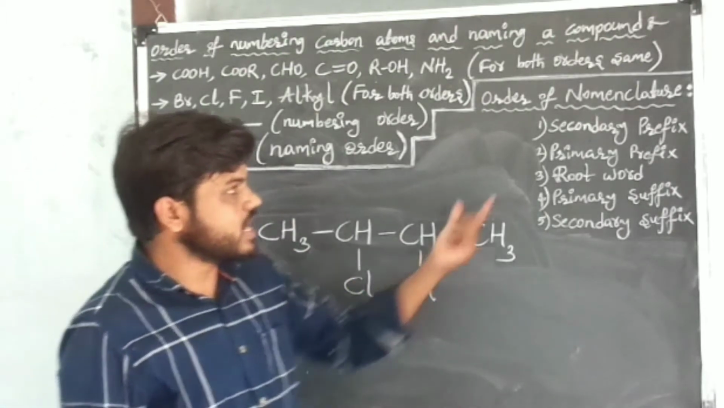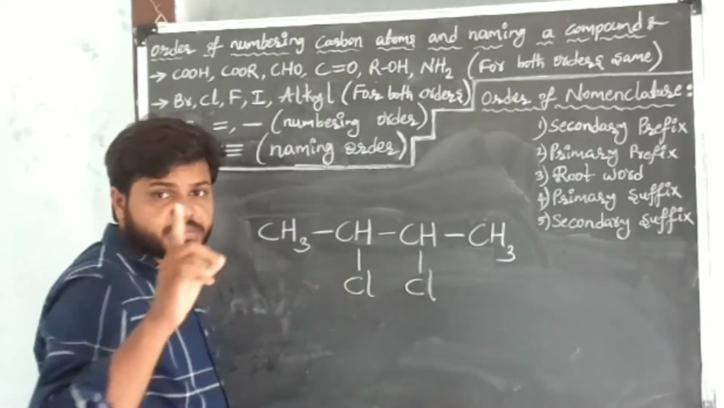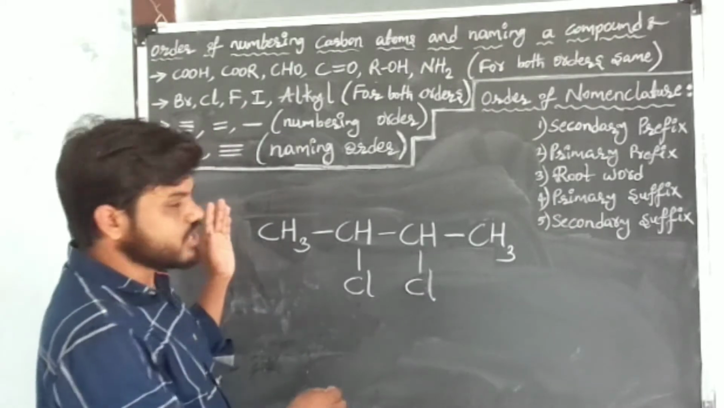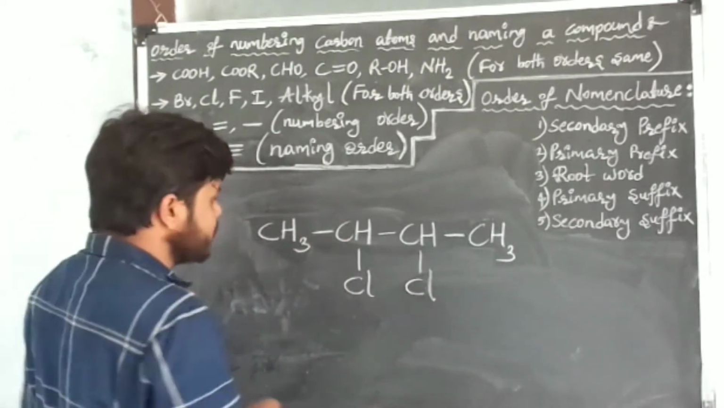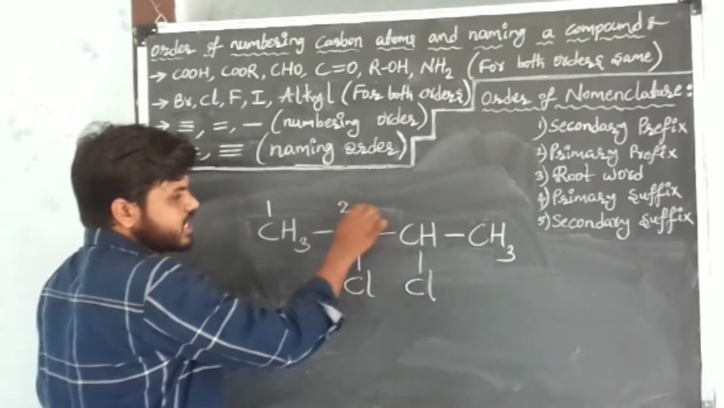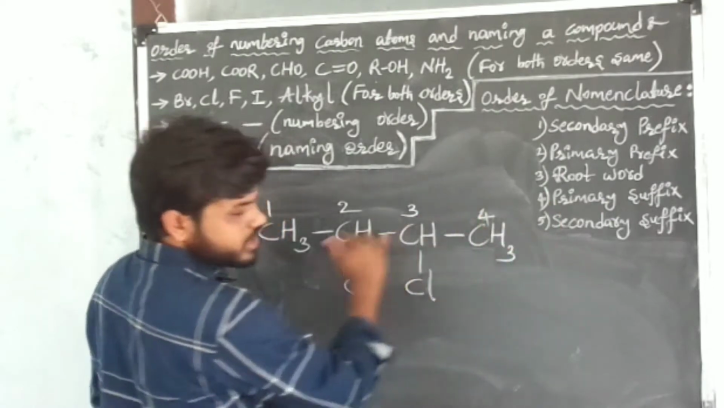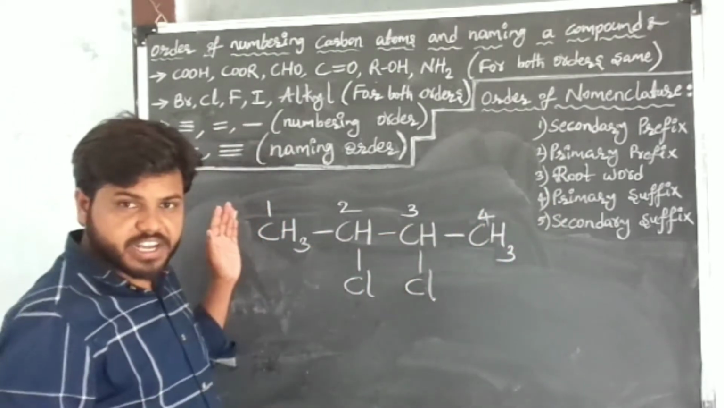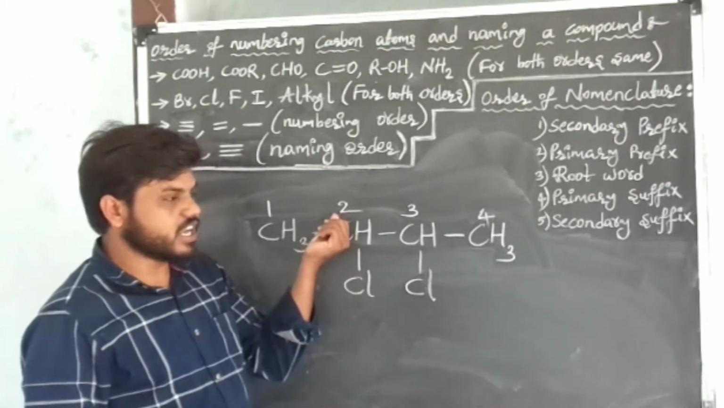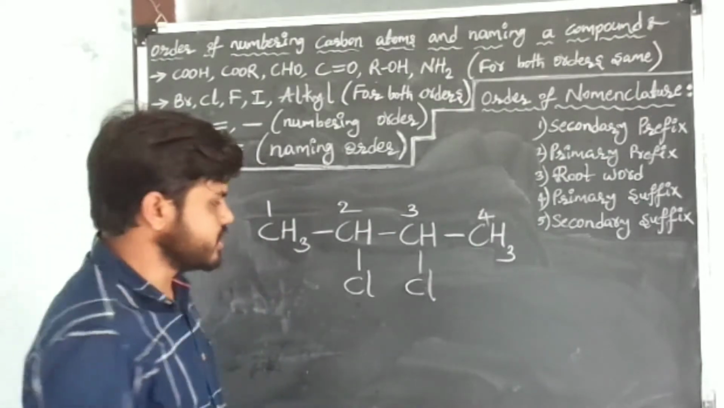These 2 chlorines belong to the secondary prefixes, right? First, give numbers to each carbon atom in such a way that the chlorines get the lowest numbers. If you start from the left side or the right side, we get the same. I am starting from the left side: first carbon, second carbon, third carbon, fourth carbon. Starting from the right also gives the same positions, so you can take any order. One chlorine gets the second position, the other gets the third position. These 2 chlorines get the least numbers, right?